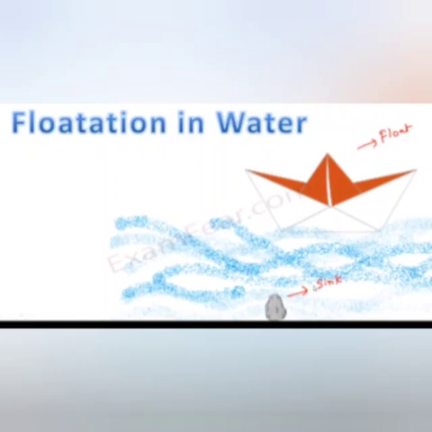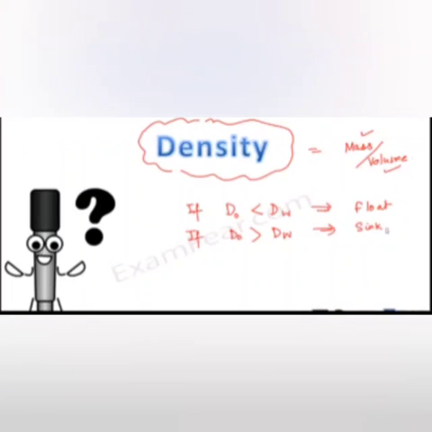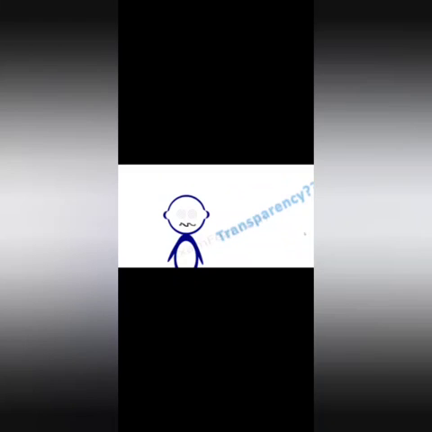Put a paper boat in the water, what will you observe? We observe that the paper boat will float on the water. And when we throw a stone into the water, it will sink into the water. How will you identify this? Yes, beta. If the density of an object is less than the density of water, it will float on the water. Next, if the density of an object is greater than the density of water, it will sink into the water. Clear everyone?